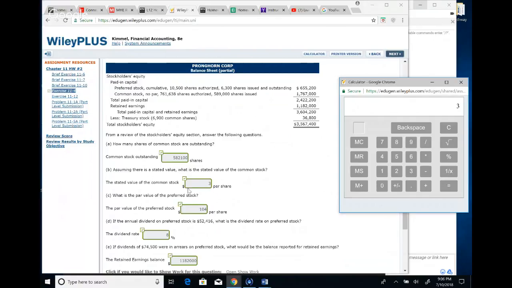I guess I should go back to A and walk us all through that again instead of just telling you. Make sure that I show, don't just tell. Common stock outstanding, we had an issue of 589,000 shares, and then we subtract those that came back from common stock into the treasury, which left us with 582,100.